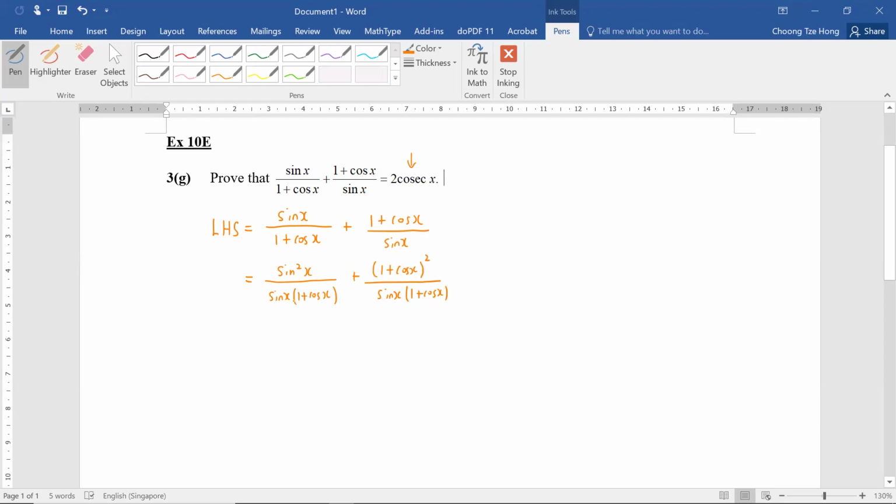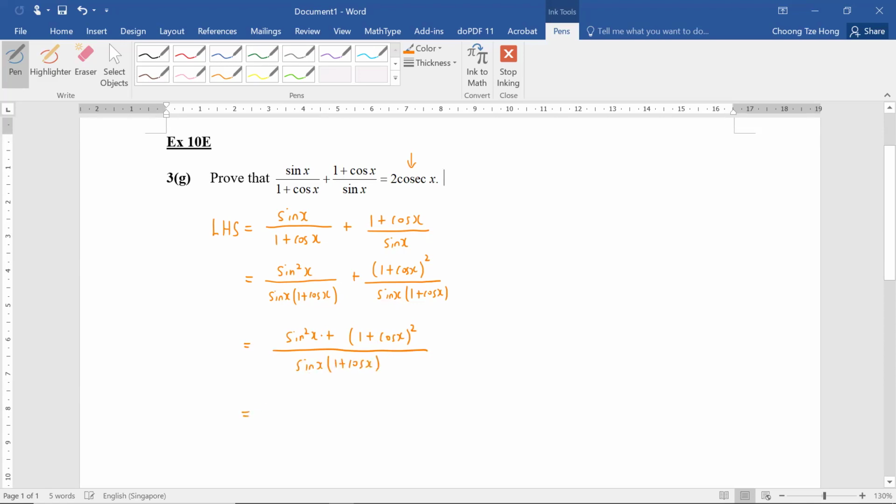Usually for this kind of question, I wouldn't want to expand the denominator, because later on I may have some things above that I can cancel off with the terms below. So there's no point in expanding it. Let's combine into a single fraction. We will get sine square x plus 1 plus cosine x square over sine x, 1 plus cosine x.